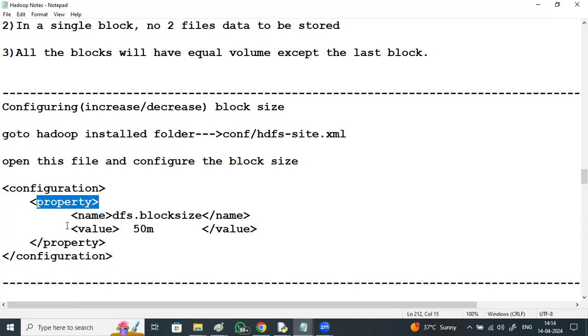In this property, the name is dfs.block size. What is the value you want? 50 you want, 100 you want, 10 you want, 20? What is the block size you want to provide, right? You can just provide 50 MB or 100 MB or 150 or 200.